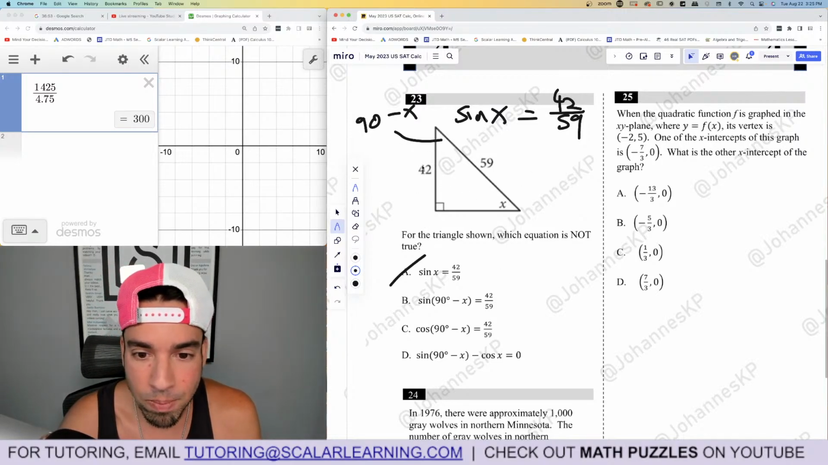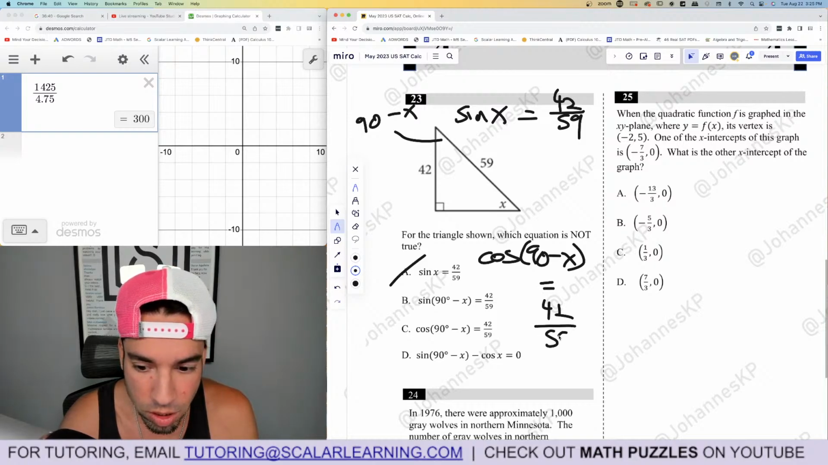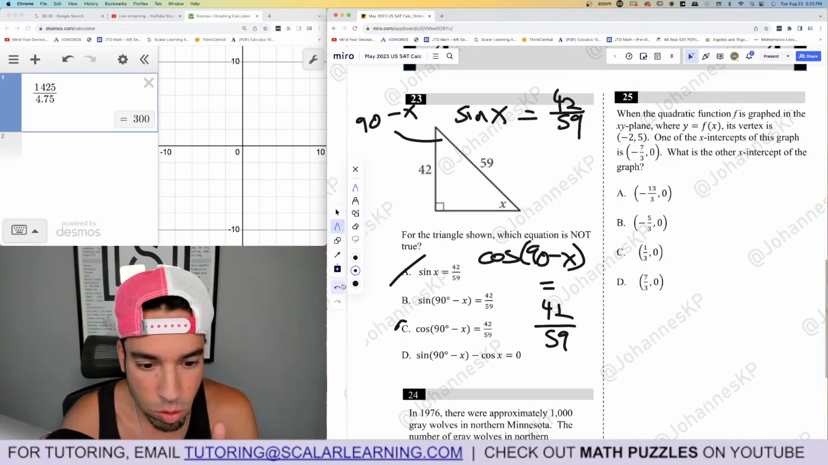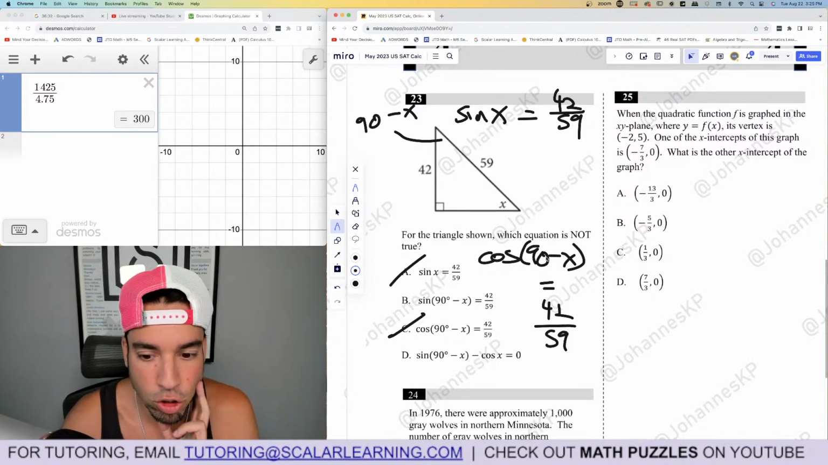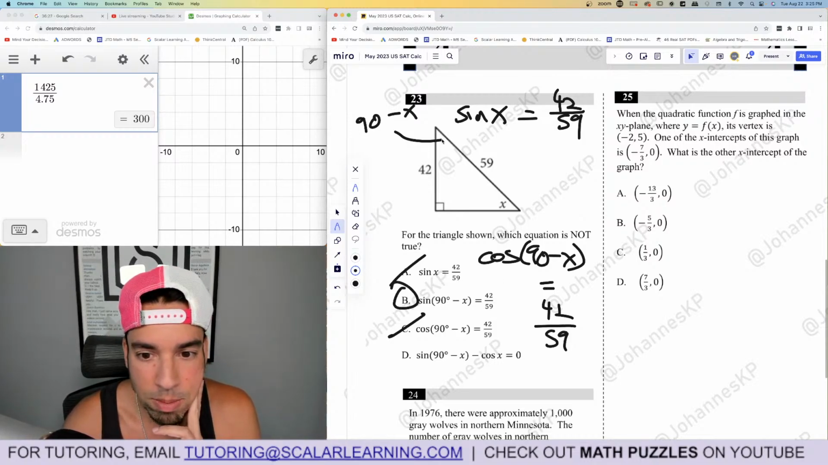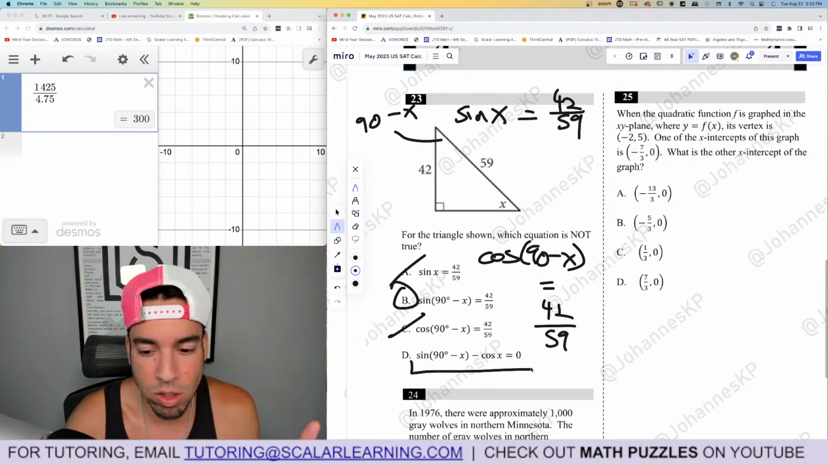So I know that, since we're given this sine, we don't know this side. I know that cosine of 90 minus x is adjacent over hypotenuse, 42 over 59, which I'm sure is here too. 42 over 59, cosine of 90 minus, yeah, right here, C. Oops, it says which one is not true, so that's cool. Sine of 90, this one is not true. Because sine of 90 minus x, well, if this is isosceles, it could be, but I doubt it. And then this one we know is true.